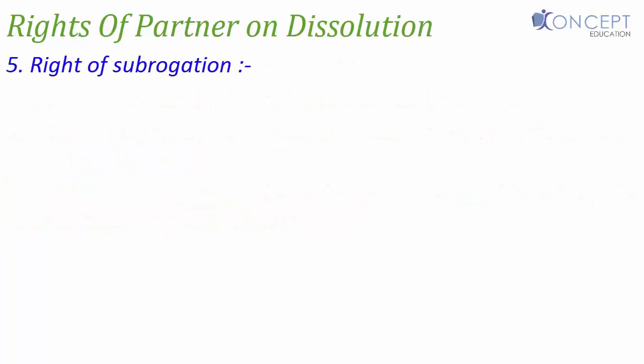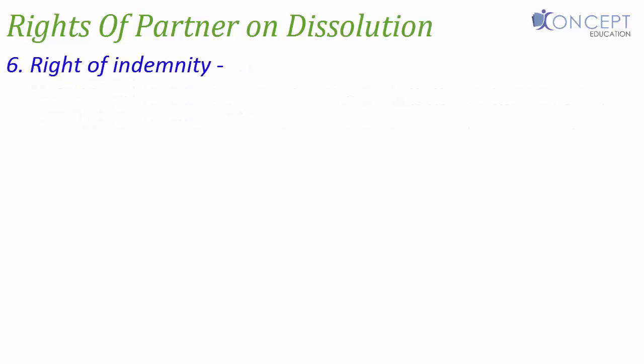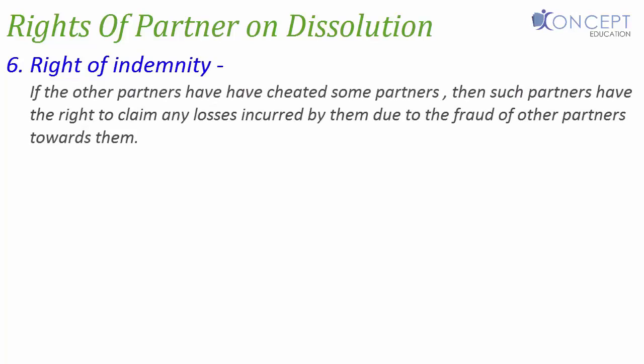Fifth right is the right of subrogation, meaning if any partner has paid the dues of the firm from his own pocket at the time of dissolution, he has the right to claim such money as reimbursement. Sixth right is the right to indemnity. If some partner has cheated the other partner, then such partner who has been cheated has the right to claim any losses incurred by them due to the fraud of the other partners towards them.